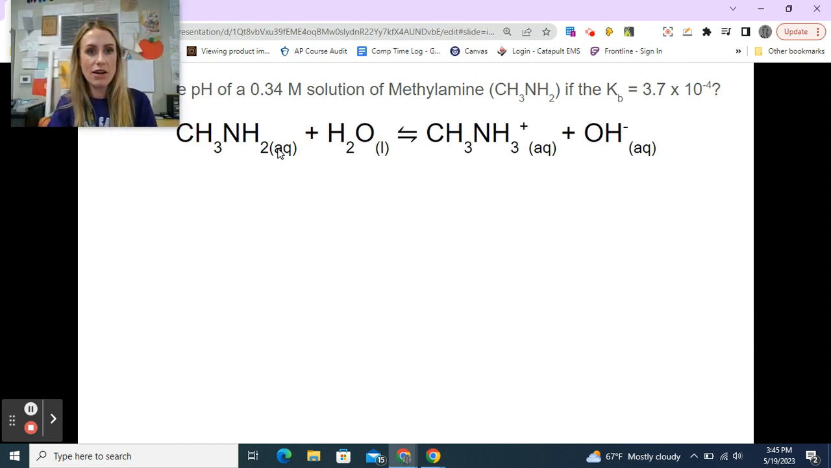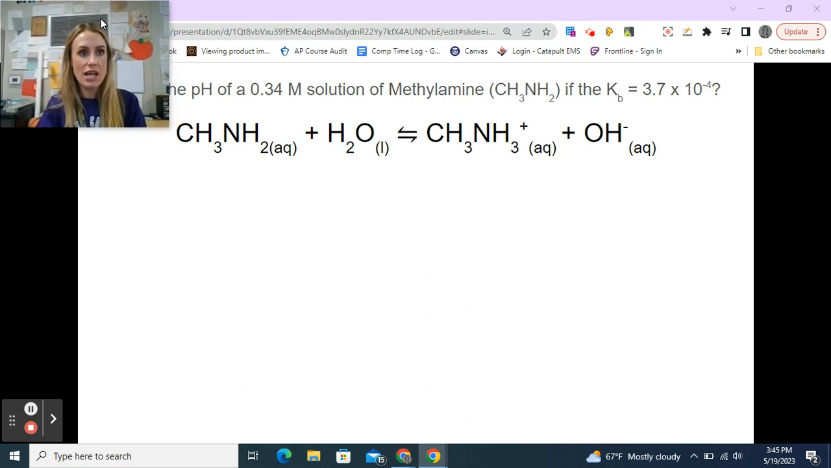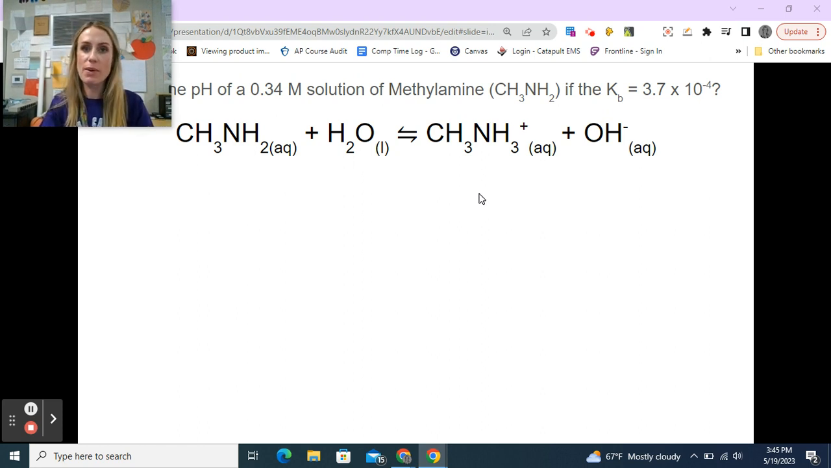So first step here, I write my base dissociation equation. Now, if you look at that methylamine and you're like, what the heck is that? This is a base, okay? Remember, acids have H in front of them. They're very easy to spot. But bases are not always so easy to spot because they don't all have OH. This one doesn't have an OH. But since it's a base, and Kb means it's a base dissociation constant, this is going to be receiving a proton from water. So since it's receiving a proton, that means it is a base.